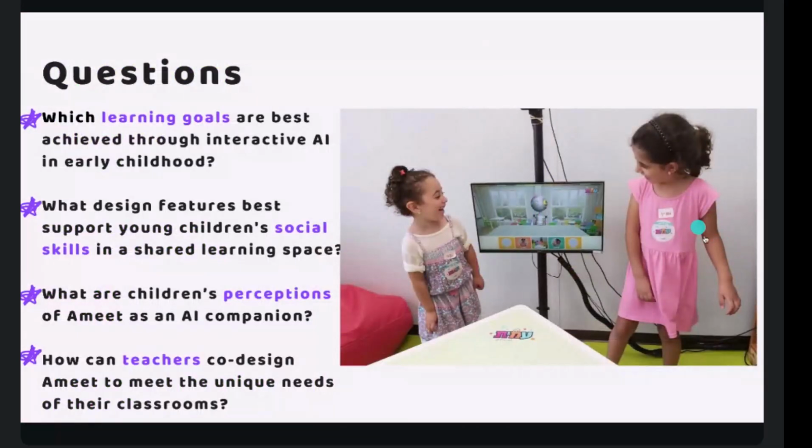So our question was, what can we teach with Amit? Like, which learning goals are best achieved through this interactive platform that we built? How can we support social skills in this shared learning space, and what design features are best for this purpose? How would kids perceive Amit? What would their perceptions of Amit as a companion be? And maybe most importantly, how would teachers perceive Amit, accept Amit, and welcome her into their classrooms?